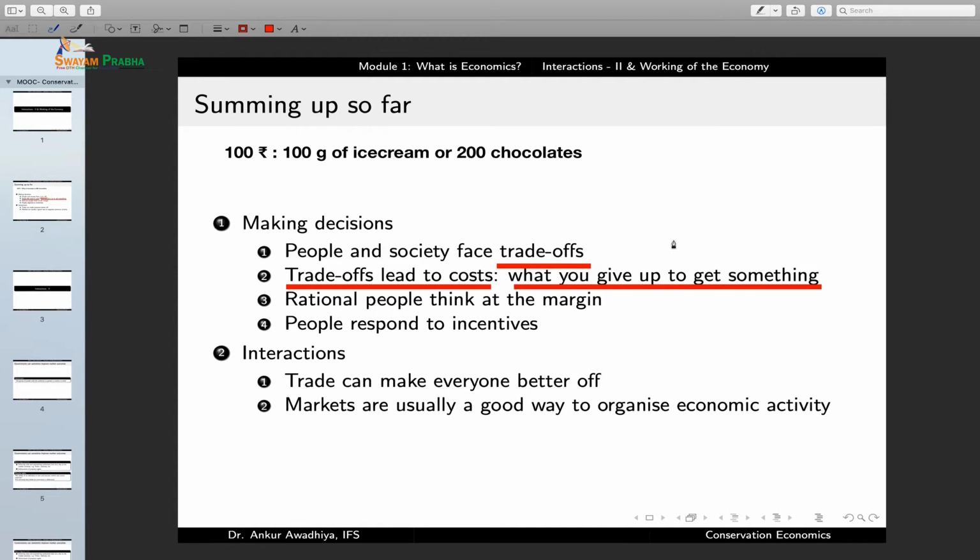So, these are costs. The third principle of economics is that rational people think at the margin. Now, one basic or one fundamental assumption that economics makes is that people are rational. And by rational, we mean that people make decisions consciously by taking into account all the information that they can have access to, and they process this information.